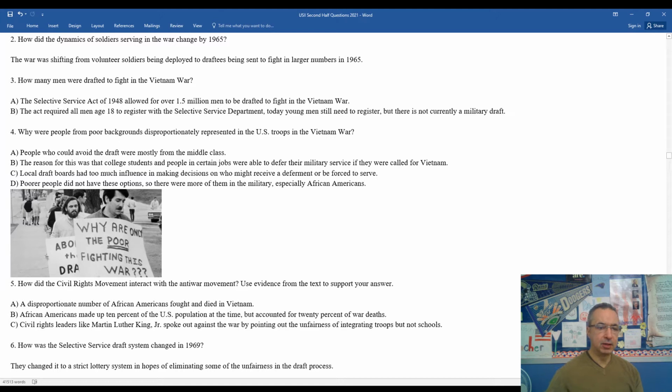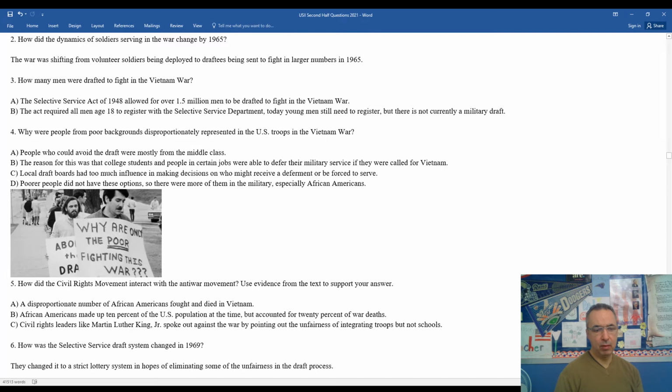Another way you could dodge the draft was initially college students. If you entered college, they would exempt you or kind of give you what would be known as a deferment for military service. People in certain jobs were able to defer their military service as well if they were called to fight in Vietnam. And the way in which they would determine whether or not you would be drafted, they would have local draft boards. They would have an impact in making decisions on who might receive a deferment or those who would be forced to serve.